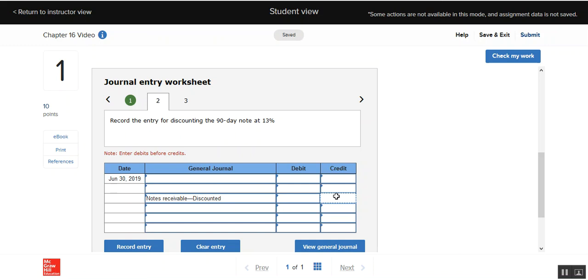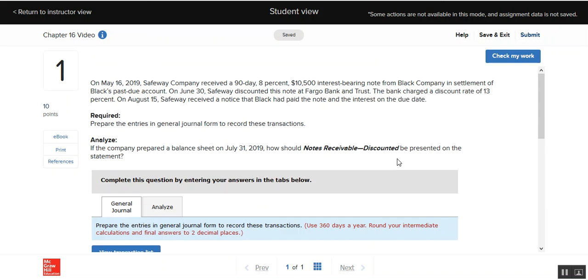All right, so the note that we are actually discounting to the bank, or giving to the bank in exchange for cash, is worth $10,500. So we're going to use the face value to record the amount of the discounted notes receivable. And we are going to need to calculate the interest that we received for that note. So let me go back up here to the instructions.